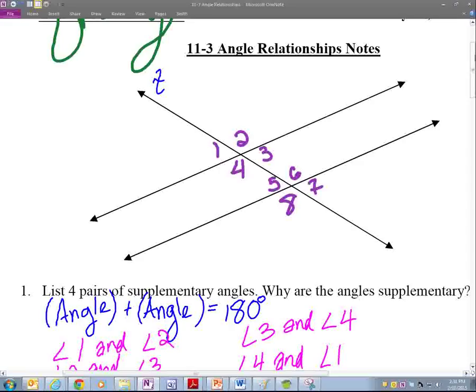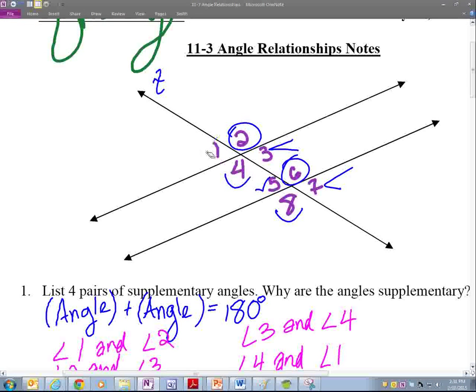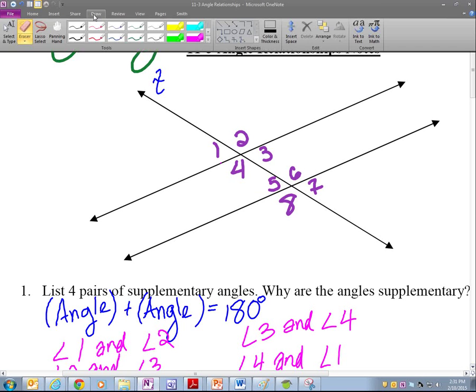What they mean by same position is this. On two parallel lines, we have a top. Okay? We have a bottom. We have the right. And we have the left. See how those are the positions? I just did 4 different things. So that's what that means.